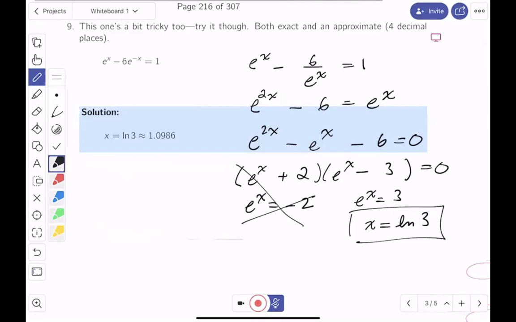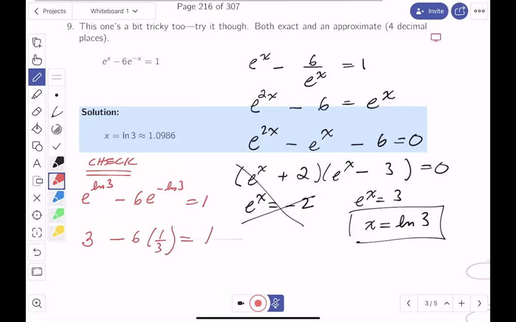And if you want, you can check it. Let's go through the check. How do you get a check? Plug it in. What do you get? e to the ln 3 minus 6e to the minus ln 3. I know it's tough. What do you get for the first one? It would be 3 minus, well, this one more difficult. It's actually going to be 1/3. So it's going to be 6 times 1/3.